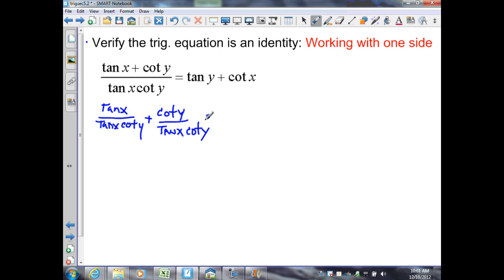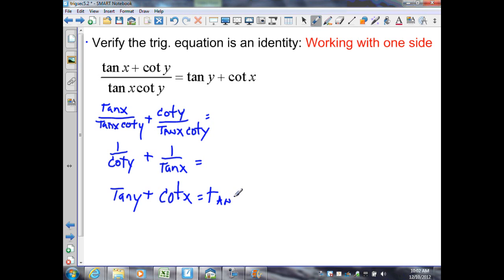And I want to simplify each. Tangent x cancel. That gives me 1 over cotangent y. Plus, here my cotangents y cancel. I get 1 over tangent x. And using the reciprocal identity, 1 over cotangent y is tangent y, plus 1 over tangent x is cotangent x. And that gets me exactly what I'm looking for on the right side of my equation.